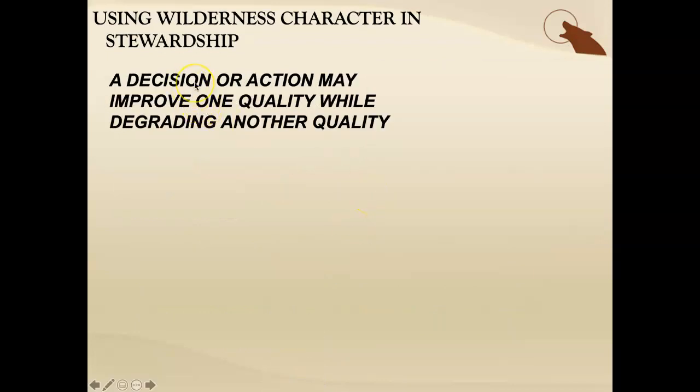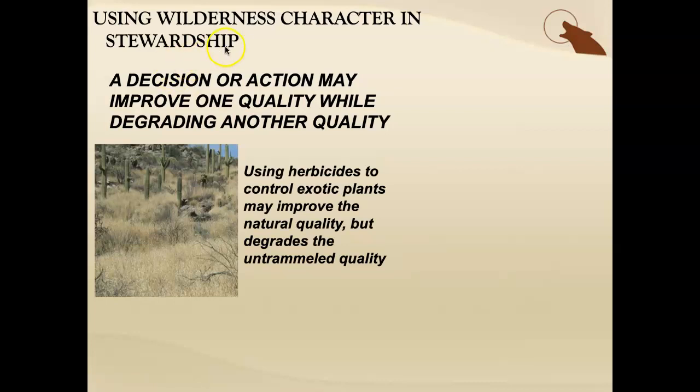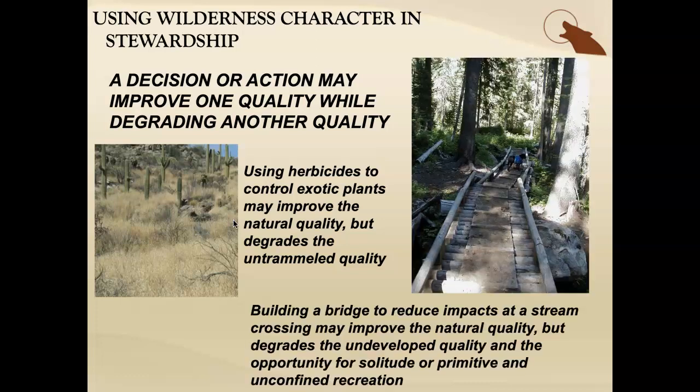A decision or action may improve one quality while degrading another quality, so this kind of gets confusing, right? But for example, using herbicides to control exotic or invasive plants might improve the natural quality, but it's going to degrade the untrammeled quality. Because you're not supposed to manipulate the biophysical environment, but you're also improving the biophysical environment, so it's kind of a contradiction that's built into the law.